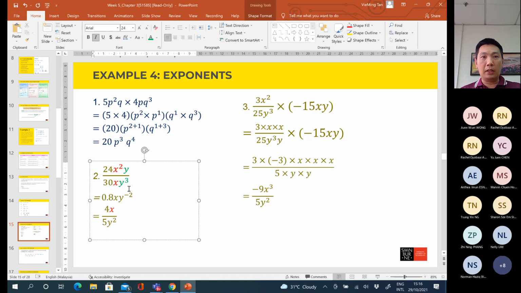But because usually we want to make the power number positive, nicer, what we can do is move this y down. It becomes the denominator, y power 2. And for the fraction number, because decimal number is not so nice, usually we'll leave the answer in fraction number. So I can just simply use the calculator, 24, ABC, 30, in order to leave the answer in fraction number. 4 over 5.